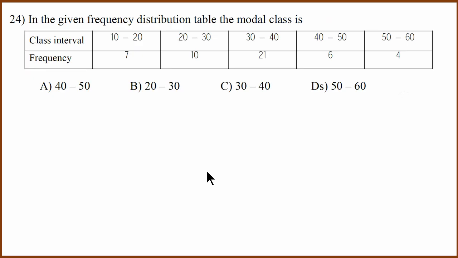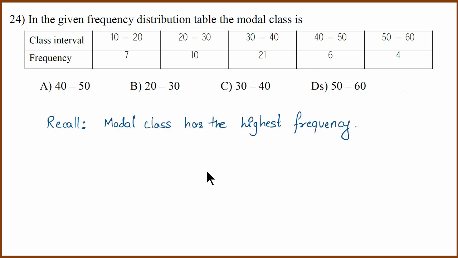Frequency distribution table ಕೊಟ್ಟಿದ್ದಾರೆ. They ask for a modal class. How do you find modal class? Modal class has the highest frequency. ಯಾವ್ದು highest frequency ಇದೆ ಇಲ್ಲಿ? 30 to 40 has the highest frequency.